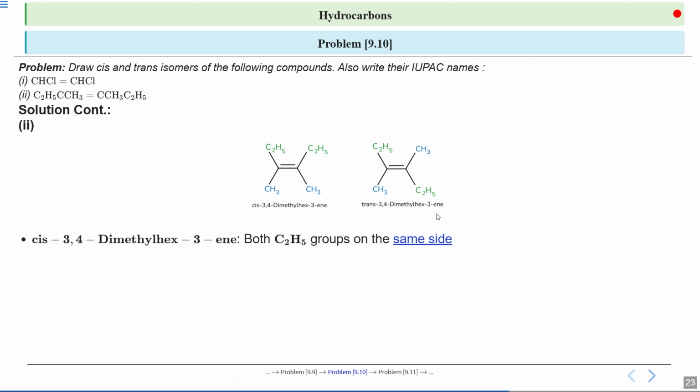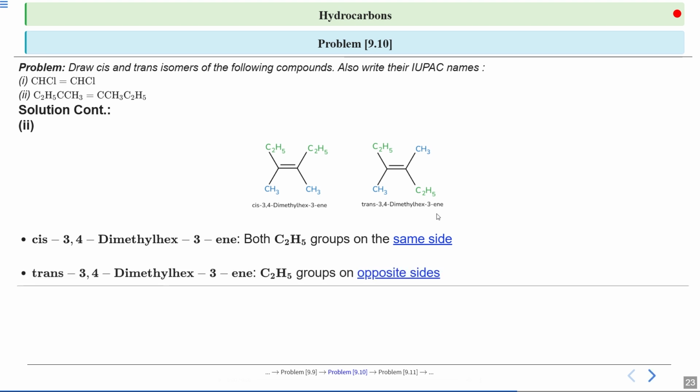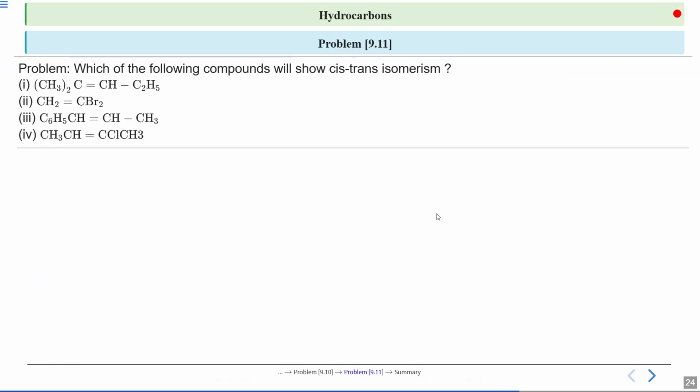Name of the cis isomer is cis-3,4-dimethylhex-3-ene. This indicates that both C2H5 groups are on the same side of the double bond. This arrangement is what defines the cis configuration. Now we have the name of the trans isomer, trans-3,4-dimethylhex-3-ene. In this configuration, the C2H5 groups are on opposite sides of the double bond. This opposite arrangement is characteristic of the trans configuration.